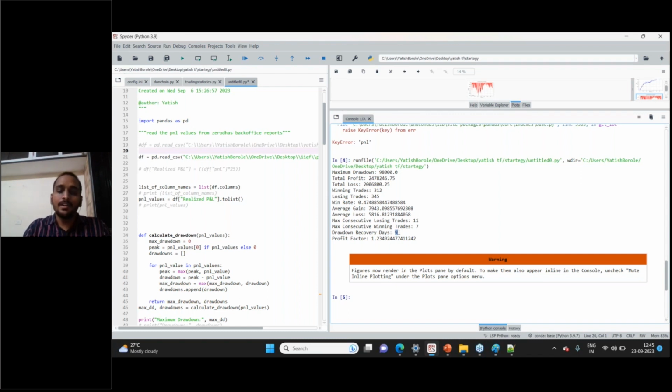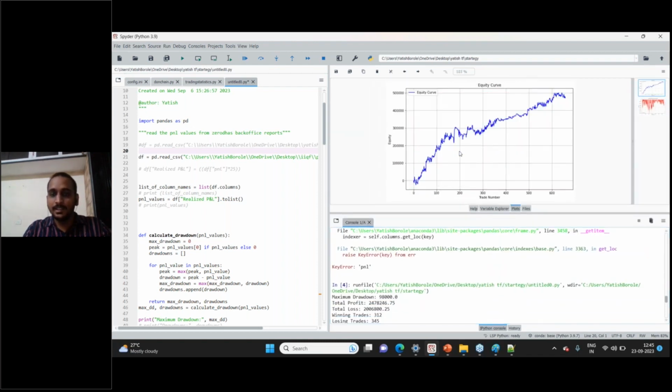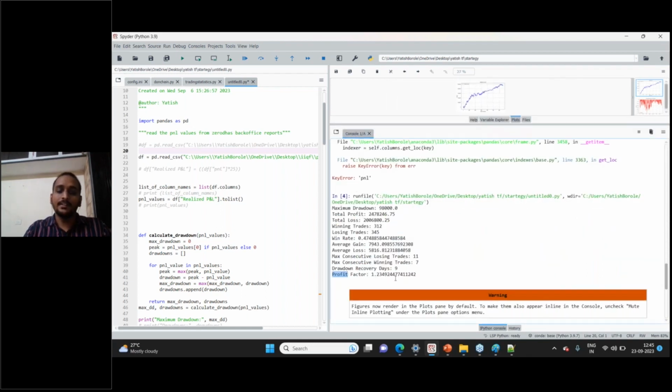So the drawdown recovery days is 9 days. So what is this 9 days basically? The 9 days is the number of days it took me to recover from this fall and create a new equity high. It took me 9 working days. Yeah. So profit factor is 1.23, which is 1 is to 1.23, which is pretty much good.